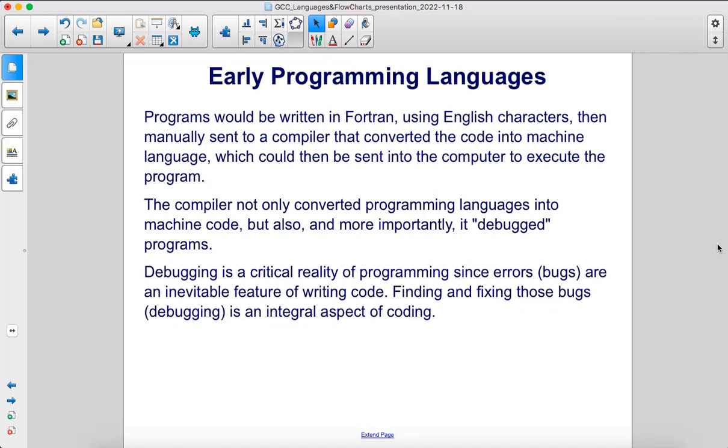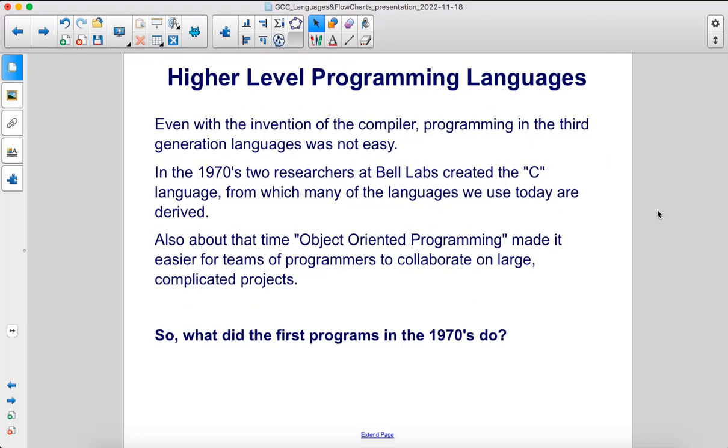Programs would be written in Fortran using English characters, then manually sent to a compiler that converted the code into machine language, which could then be sent into the computer to execute the program. The compiler not only converted programming languages into machine code, but also and more importantly, it debugged programs. Debugging is a critical reality of programming since errors, or bugs, are an inevitable feature of writing code. Finding and fixing those bugs, also known as debugging, is an integral aspect of coding. Even with the invention of the compiler, programming in the third-generation languages was not easy.